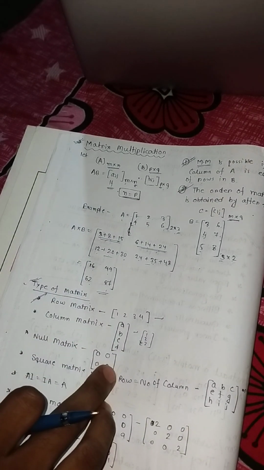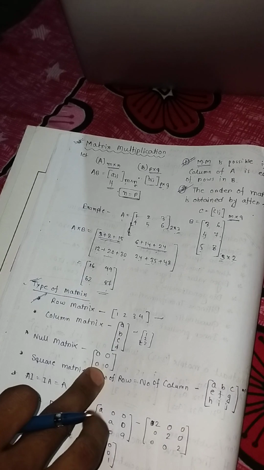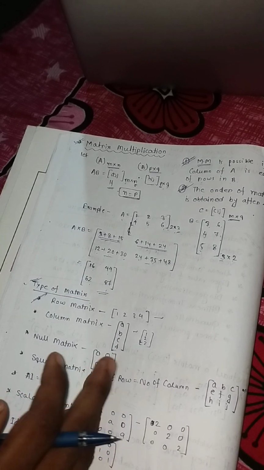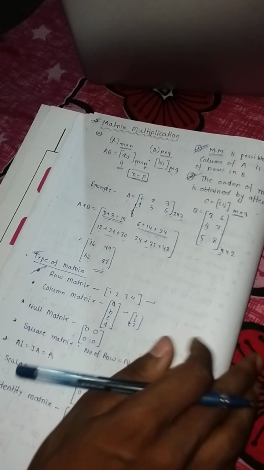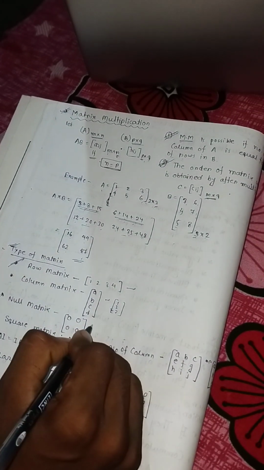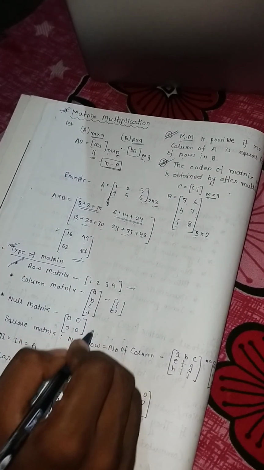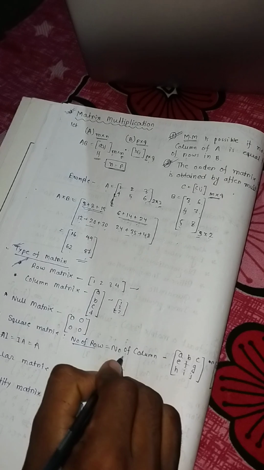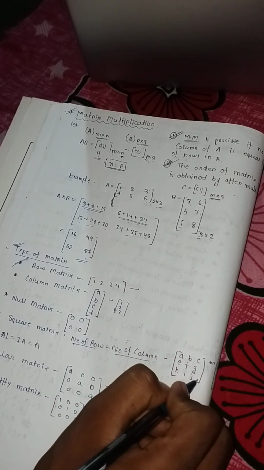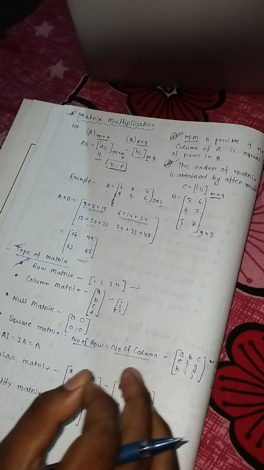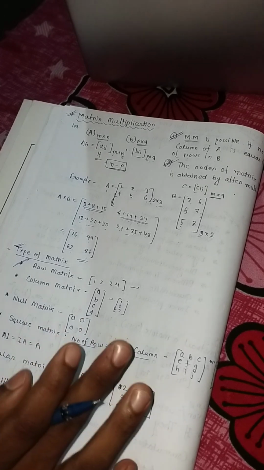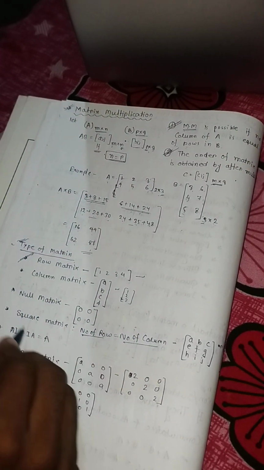Okay, null matrix. If in a matrix all the elements are 0, it's called a null matrix. Square matrix. Square means, you know what a square is? If the order, that is the number of rows and number of columns, are the same, that is a 3 cross 3 matrix, 4 cross 4 matrix, 5 cross 5 matrix, and similarly n cross n matrices are called square matrices.